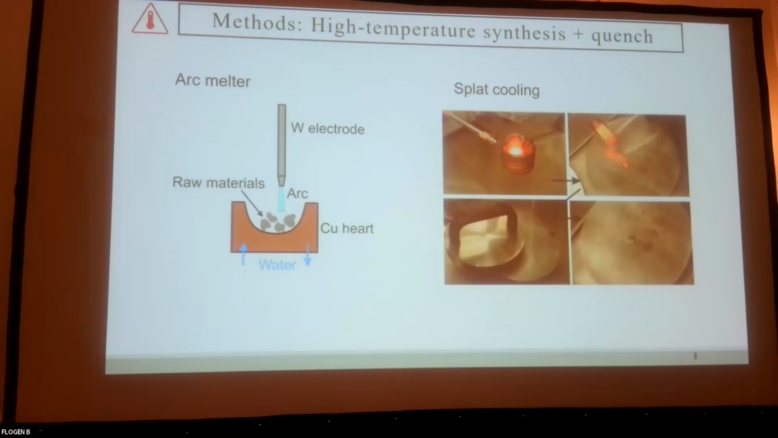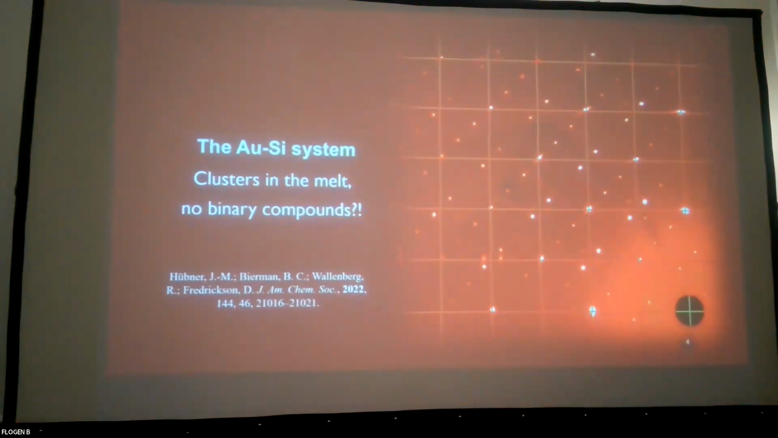And they also have the synthesis method in common. They were synthesized by high temperature methods, specifically by arc melting, where you place your raw materials in a copper hearth and then you melt the precursors with an arc, or by step cooling, and either of these methods is then followed by quenching. And then I would like to start with the first topic.